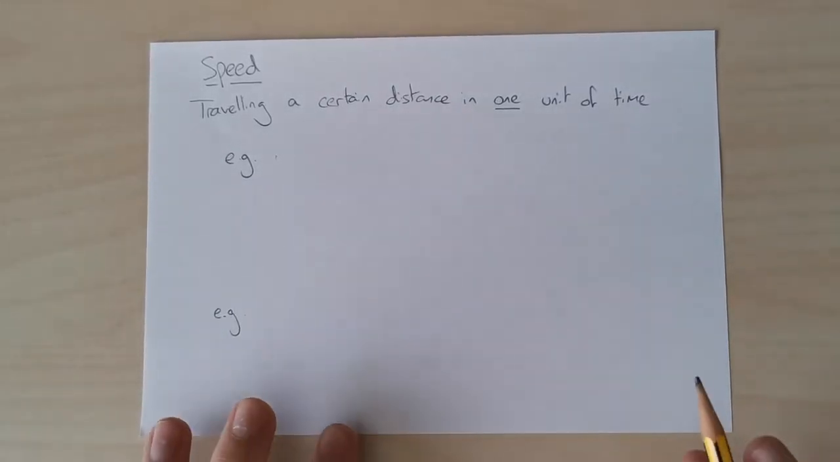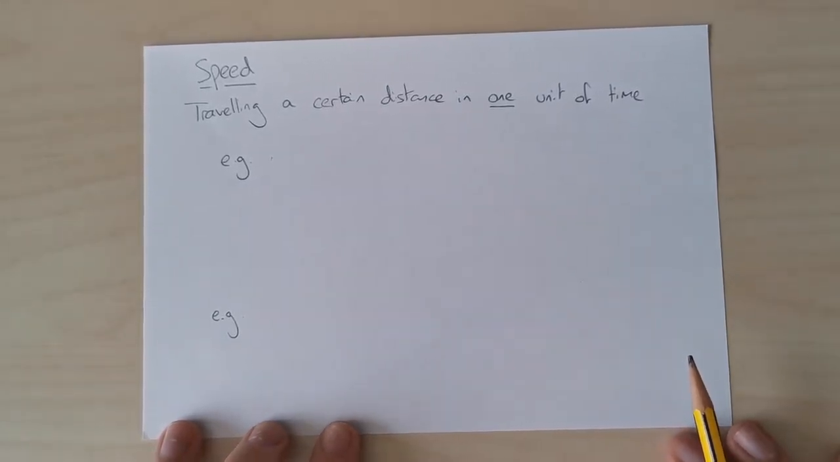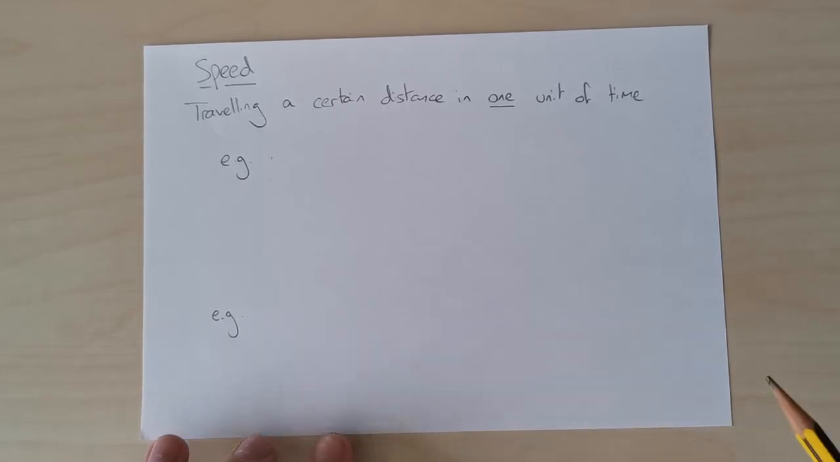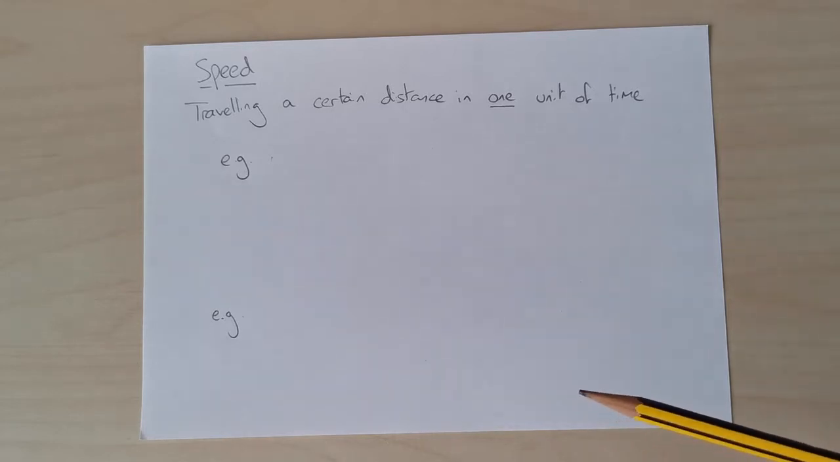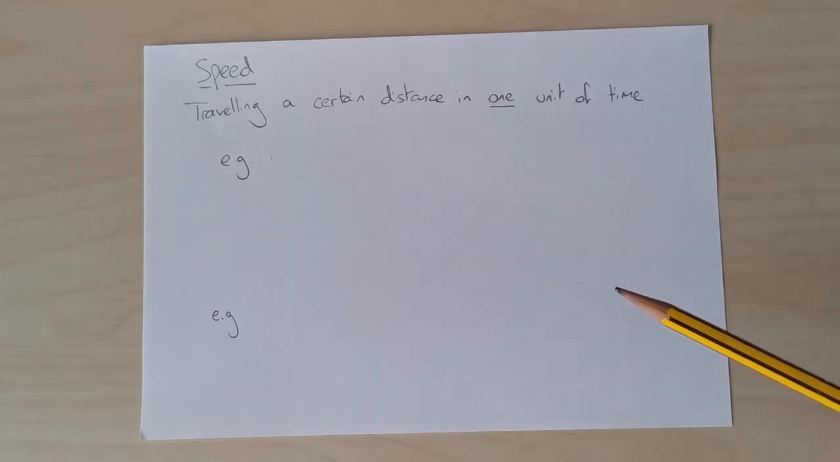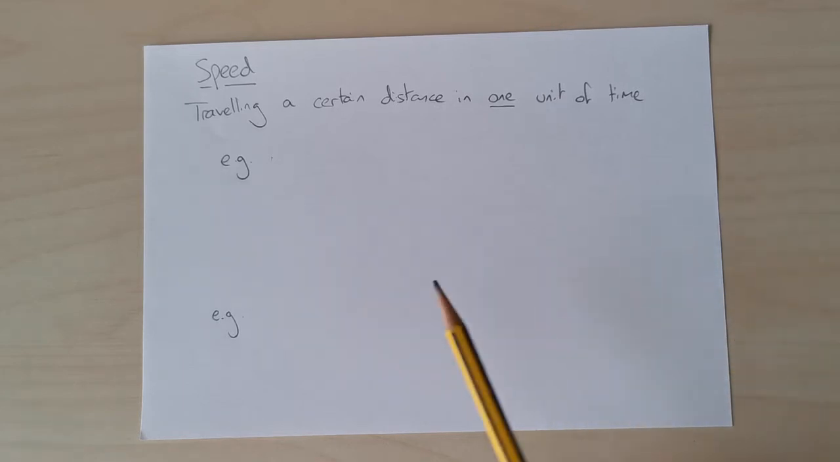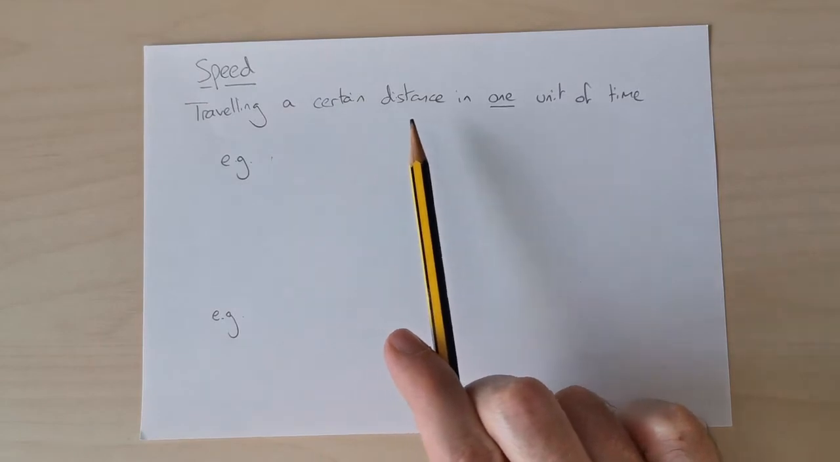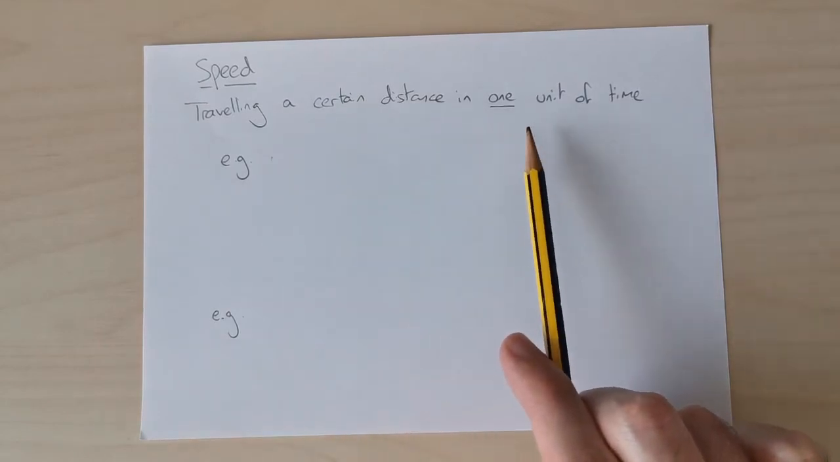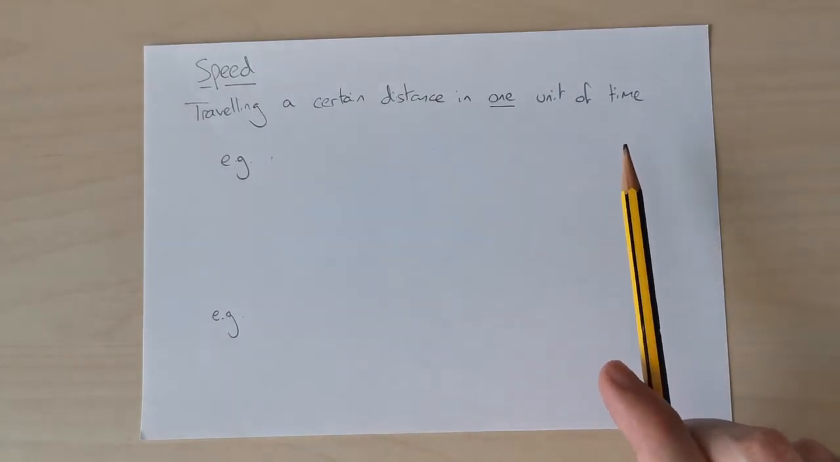Okay, so we're going to have a little look at the definition of speed and what speed actually means and how to calculate different speeds given different numbers and measurements. So we think of speed as being how fast something travels, but if we look a little bit closer at the units and the measurements for speed, it's all about traveling a certain distance in 1 unit of time.